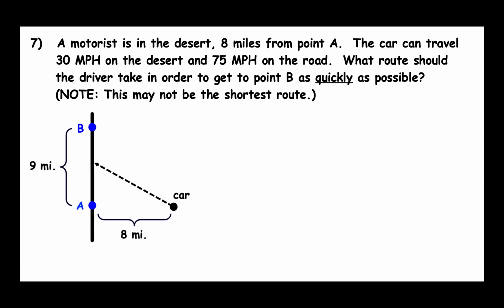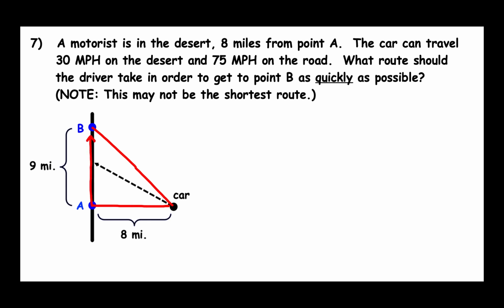And it probably won't be the shortest route, because the shortest route to B would just be to stay in the desert the whole time. And at 30 miles per hour, I just don't think that's going to cut it. I think you want to go 75 at least part of the way. Now, you could also go straight to the road, and then that way you'd be able to go 75 miles per hour a lot longer.